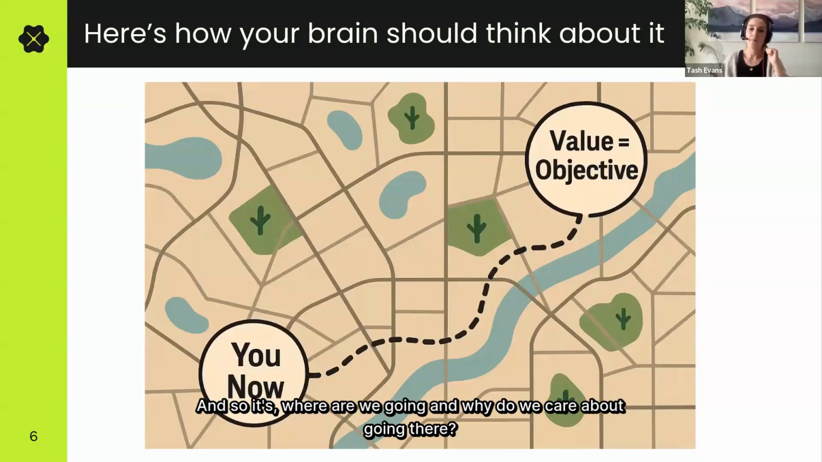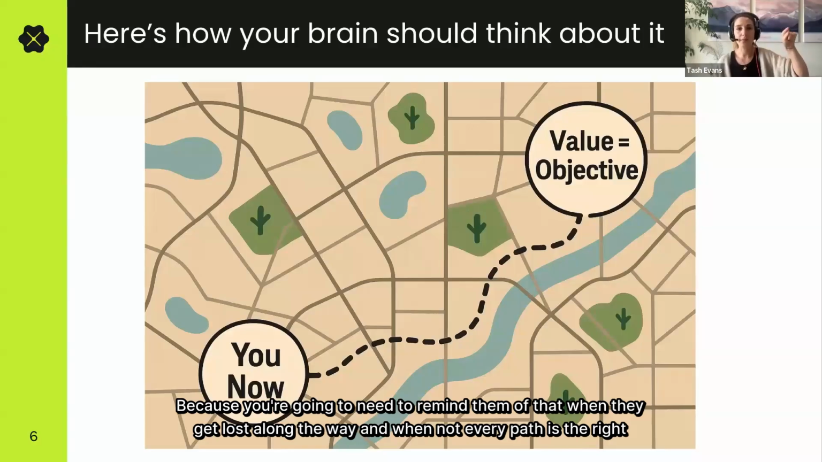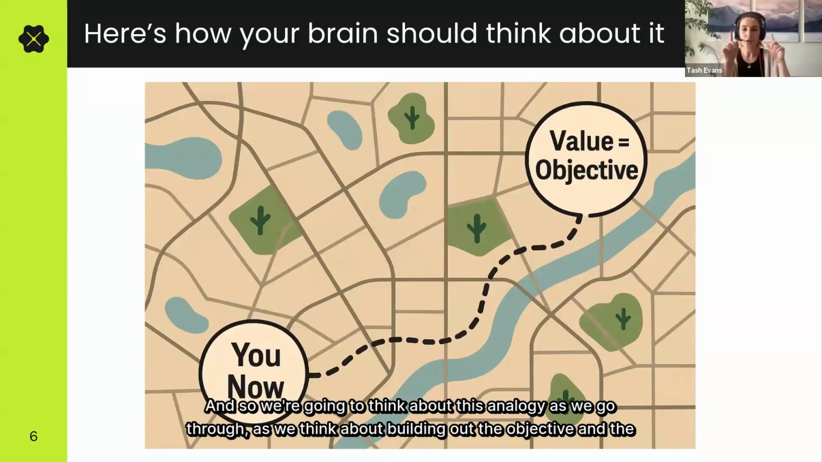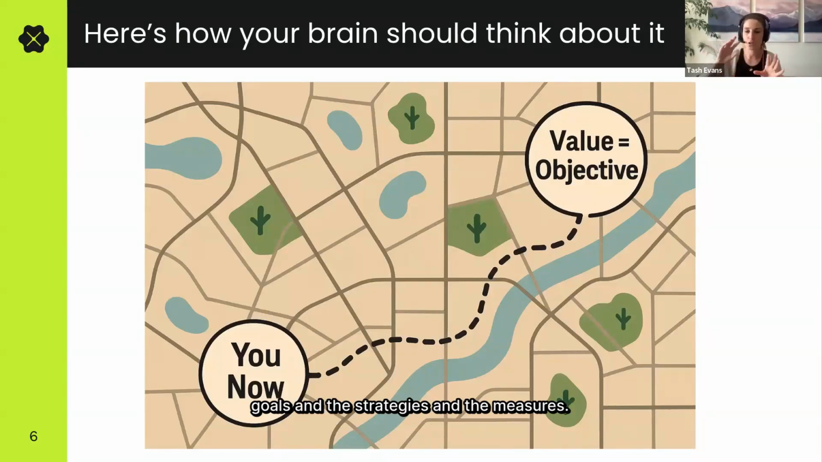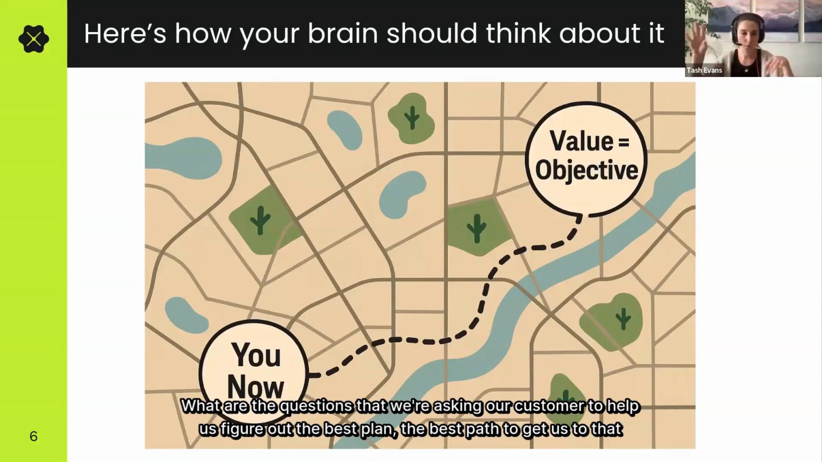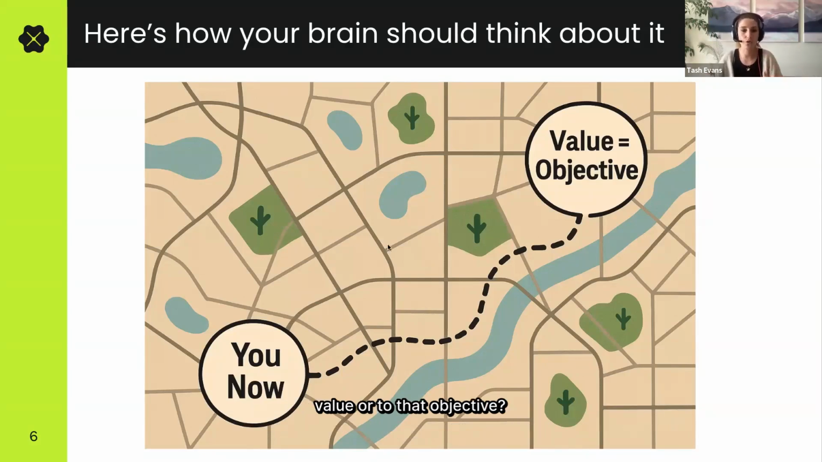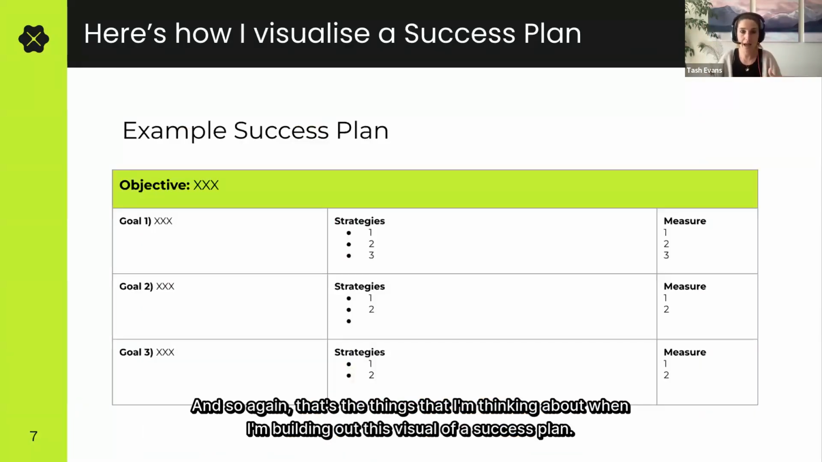And so it's where are we going and why do we care about going there? Because you're going to need to remind them of that when they get lost along the way and when not every path is the right path. And so we're going to think about this analogy as we go through, as we think about building out the objective and the goals and the strategies and the measures. What are the questions that we're asking our customer to help us figure out the best plan, the best path to get us to that value or to that objective? And so again, that's the things that I'm thinking about when I'm building out this visual of a success plan.